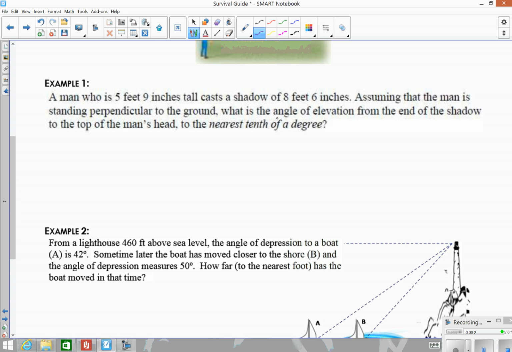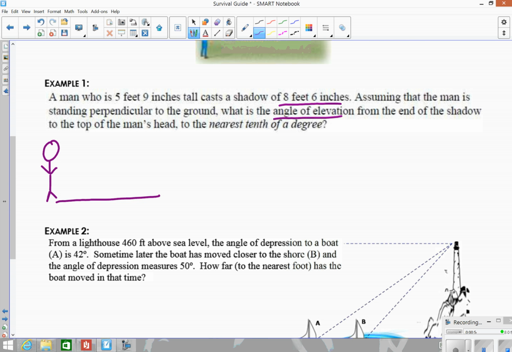So as soon as I know I'm trying to find the angle of elevation, I know that I have a man that's perpendicular to the ground, that means I'm going to be doing right triangle trig because I'm trying to find an angle and I'm going to have a right triangle. So basically I'm going to draw out the picture. So I have a man who's standing perpendicular to the ground, and his shadow, so this is his shadow here, is 8 feet 6 inches long.